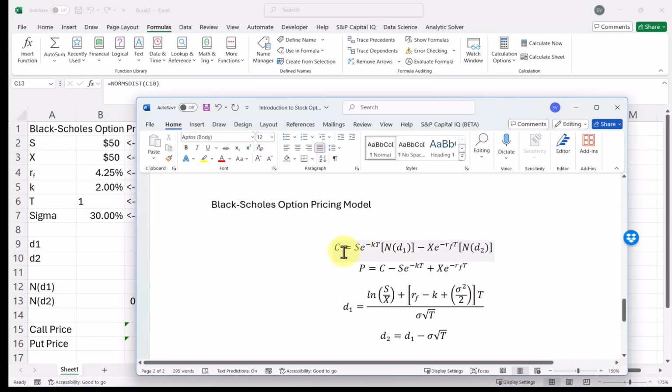Our call price is equal to the stock price multiplied by the exponential function to the power of negative dividend yield multiplied by time, and then we take that product and we multiply it by ND1, and then we subtract the strike price multiplied by the exponential function to the power of the negative risk-free rate multiplied by time, and then that multiplied by ND2. So let's go ahead and do that here.